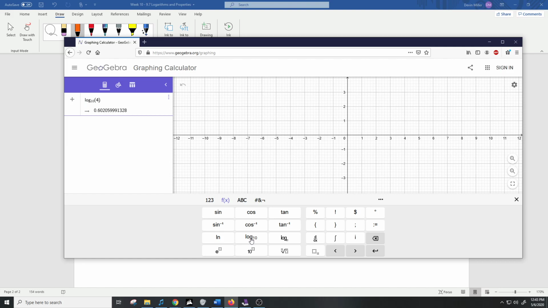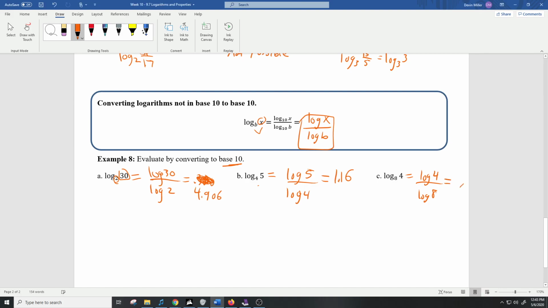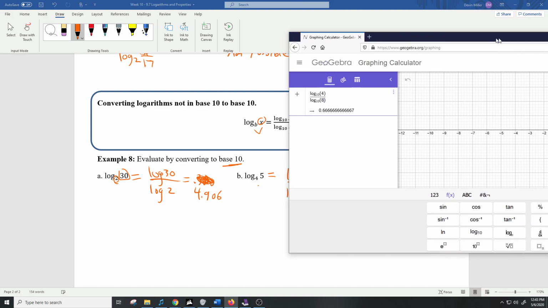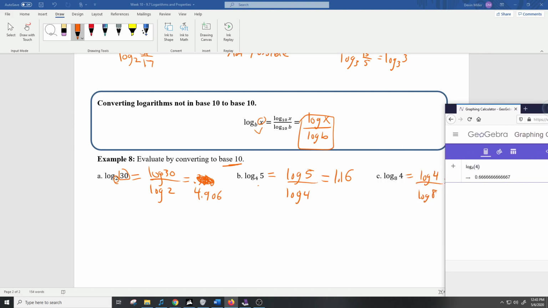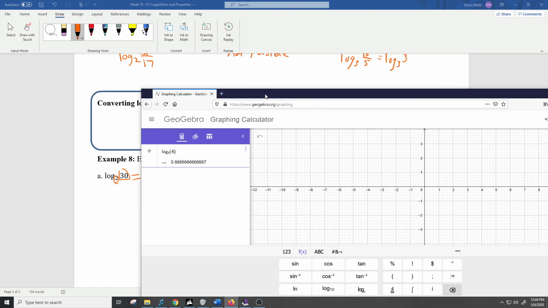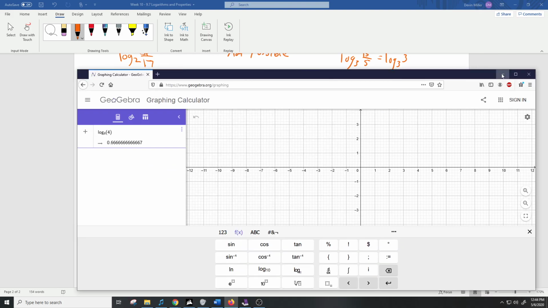Log 4 divided by log 8 is 0.6 repeating. Let me see if that's the same answer if I have log base 8 of 4. Log base 8 of 4. There it is, 0.6 repeating. Actually, I should just use this calculator to begin with when I was dividing it. The other one's a mess. I would highly advise not using that one. So that's the last thing.